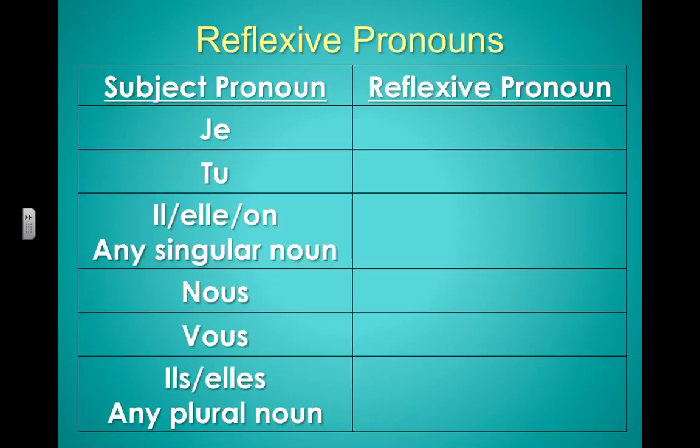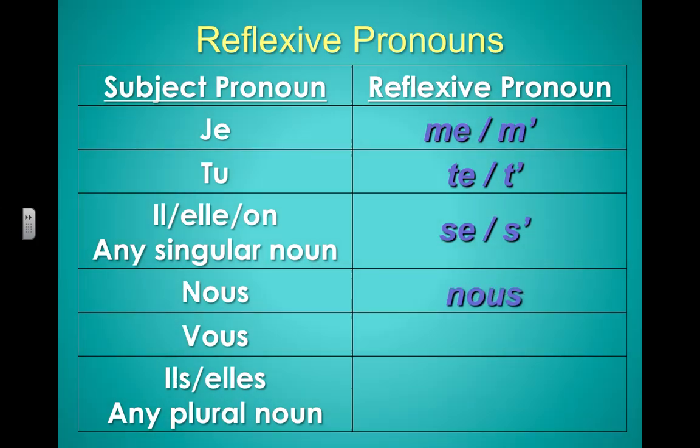Okay, here we go. So if the subject is je, then the reflexive pronoun is going to be me or m apostrophe. For tu, our pronoun is te. For il, elle, or on, or any singular noun, it is se. The reflexive pronoun for nous is nous. That's what makes it very backwards for us, or really weird to say. The vous reflexive pronoun is vous. And then for ils and elles, it is also se in the plural form.